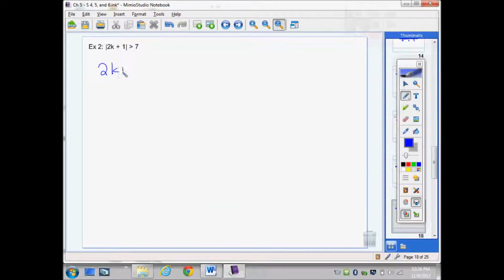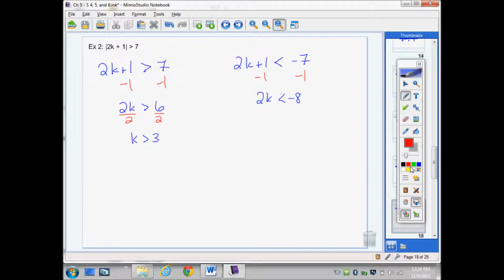So we have 2k plus 1 greater than 7, and 2k plus 1 less than negative 7. So we had to flip that. Subtract the 1, and I get 2k is greater than 6. Divide by 2, and I get k is greater than 3. Subtract the 1, 2k is less than negative 8. Divide by 2, and k is less than negative 4.